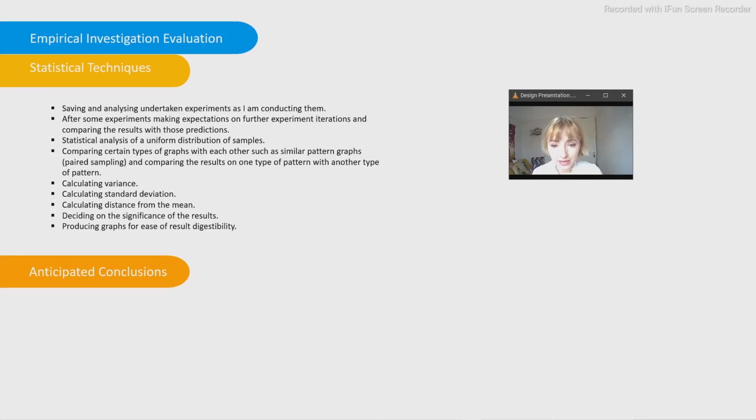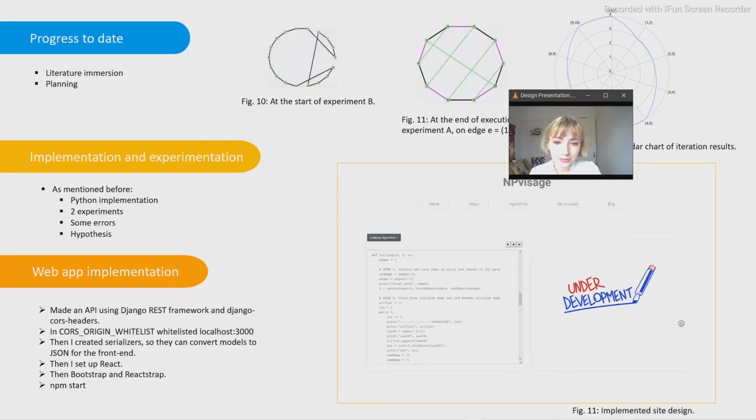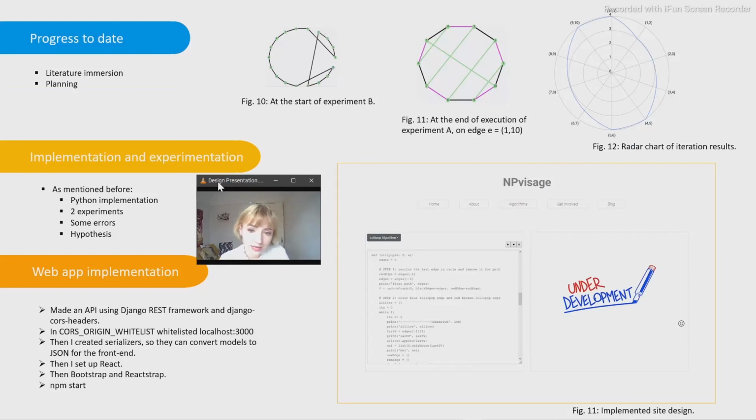So far, the main part for me was to immerse myself in the current research on the topic and plan my project implementation. I started making progress on 2 separate aspects of the project, one on the experiments from Cameron's paper and a general implementation of Thomason's alternating cycles algorithm in Python. As you can see, despite having some small errors within the Lollipop implementation, I produced a radar graph of iterations in figure 12, which helped me decide on the initial hypothesis.